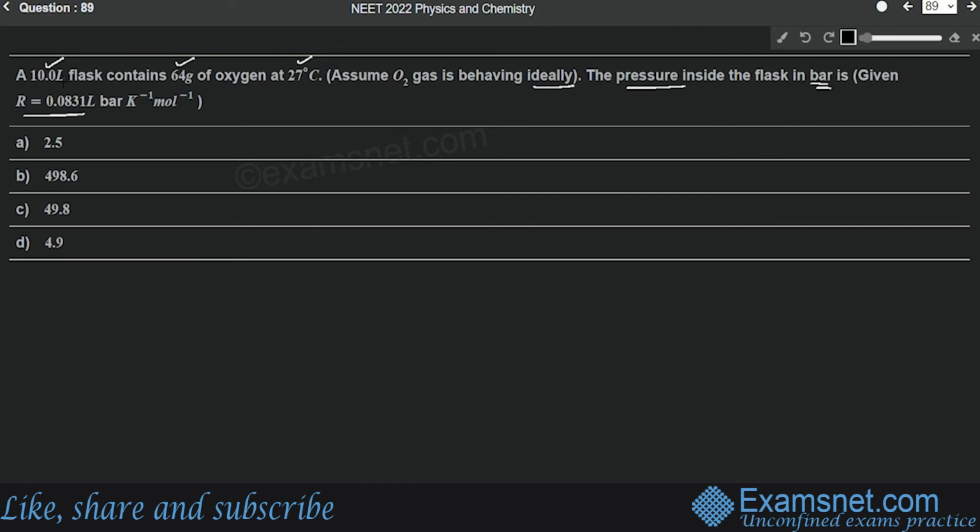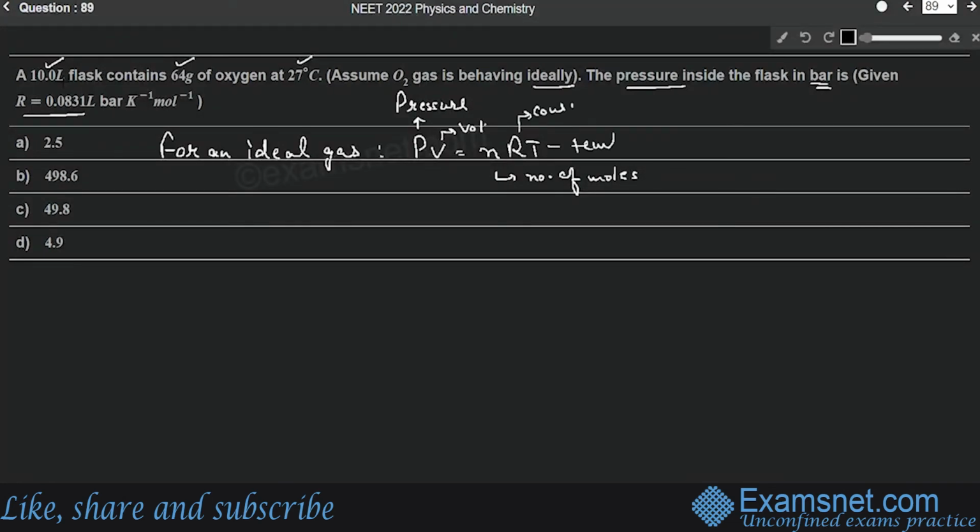So this is simply a formula based question. We know that for an ideal gas, what equation we use? We use PV equals nRT, right? So here P means pressure of the gas, V is the volume of the gas, n is the number of moles of gas, R is the gas constant, and T is the temperature of the gas, right?